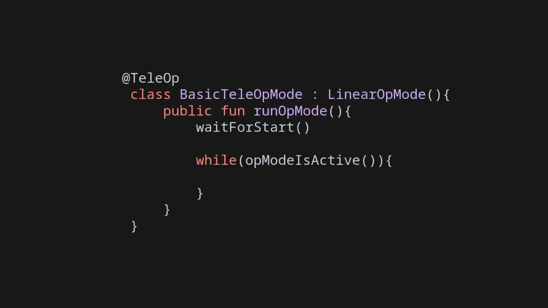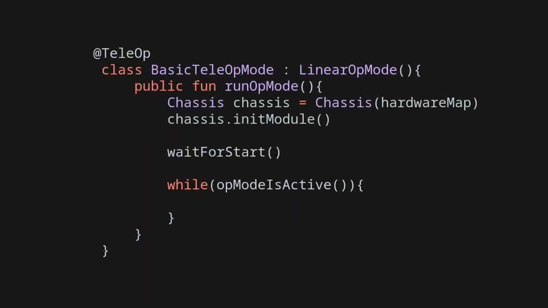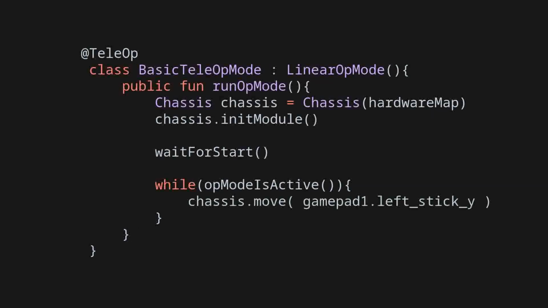Let's use it in our tele-OP mode. First of all, let's create our chassis by giving it our hardware map property and then initialize it. In my case, I will simply make it move forwards or backwards depending on the driver's vertical left stick position. This has been the FTC modular architecture in under 2 minutes, and see you next time.